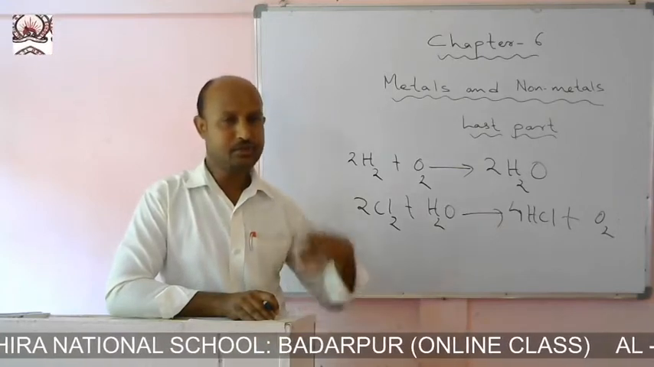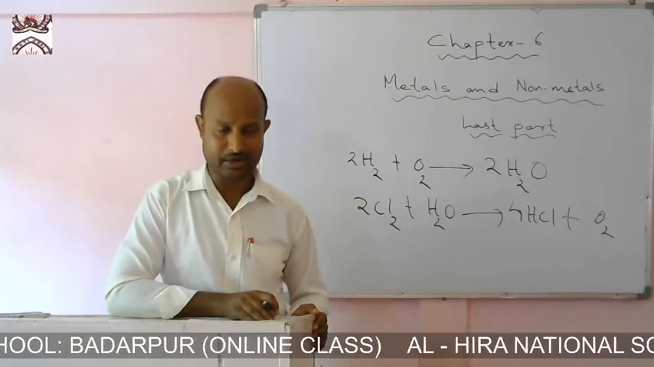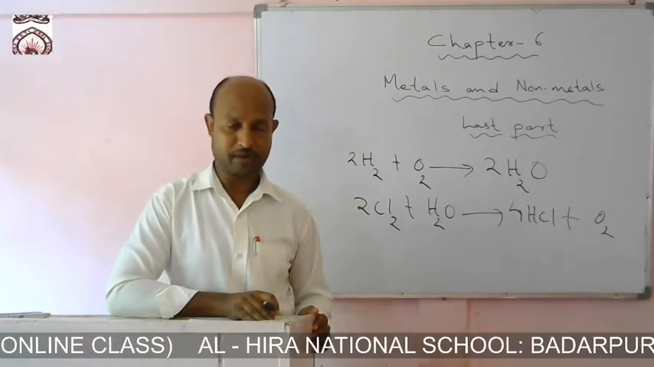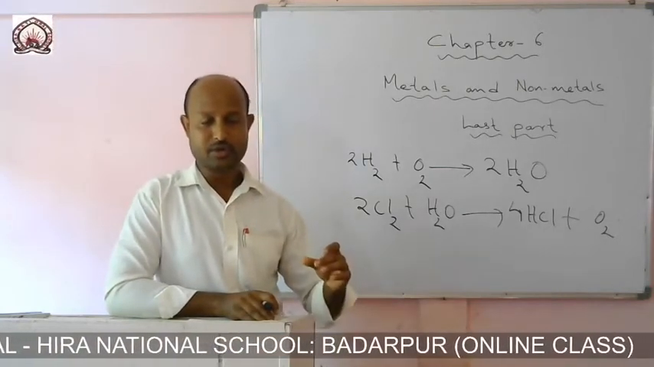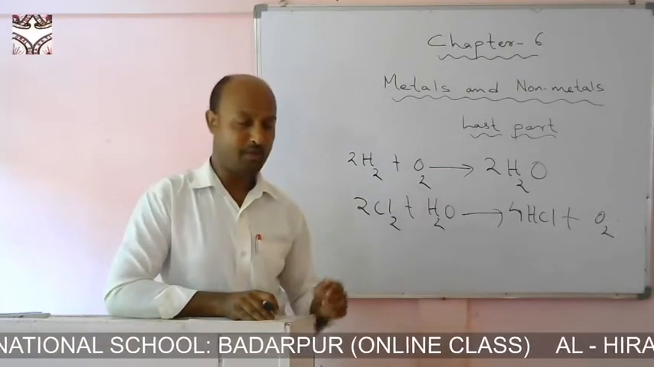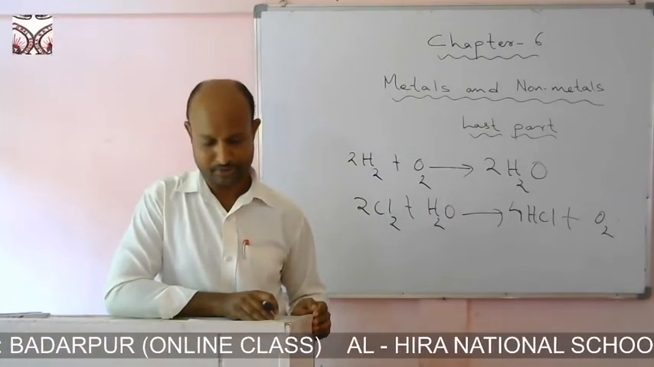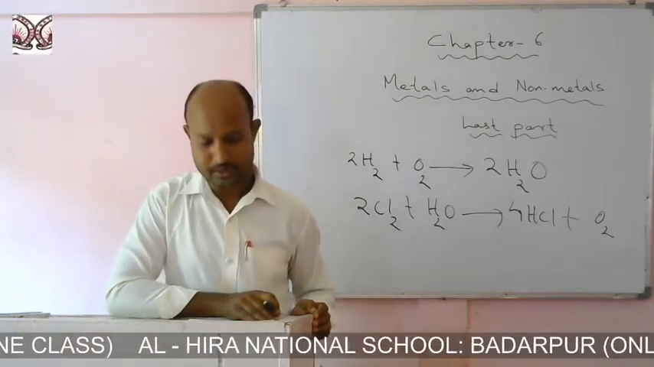Liquid oxygen is again used to burn rocket fuels. Most of the rockets which are used to lift upwards require oxygen to burn the fuel. The oxygen which is required is liquid oxygen. It is used as a liquid. So these are some of the uses of the non-metal oxygen.